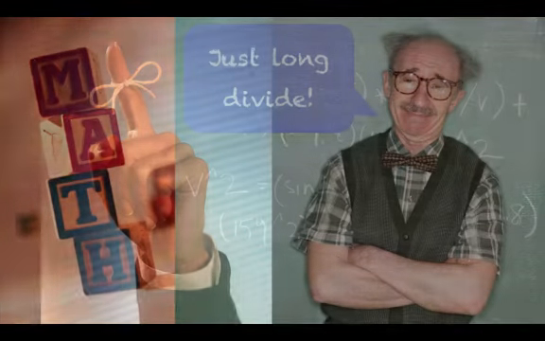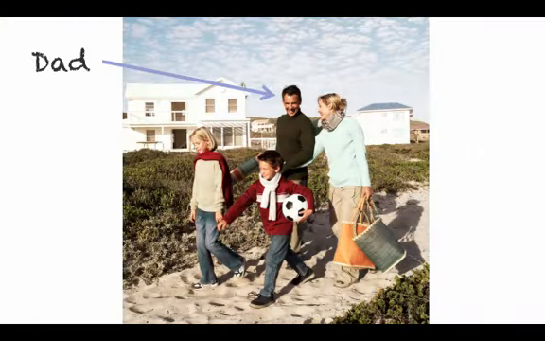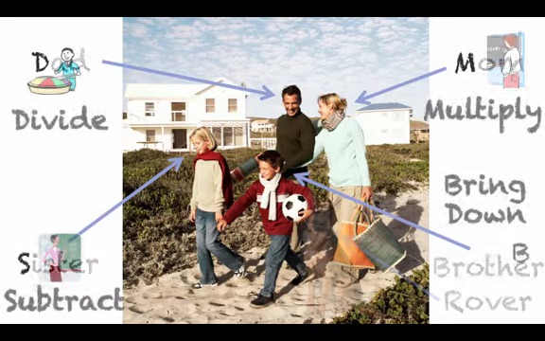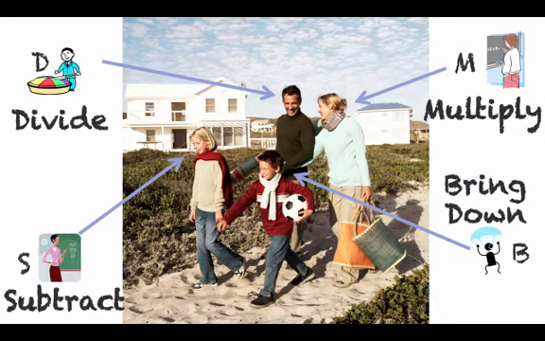Just long divide. Some people like to have a memory tool so that when they divide they don't forget the rules. Dad, mom, sister, brother, and in some families there's a dog named Robert. Divide, multiply, subtract, bring down, check for remainder in the final round.